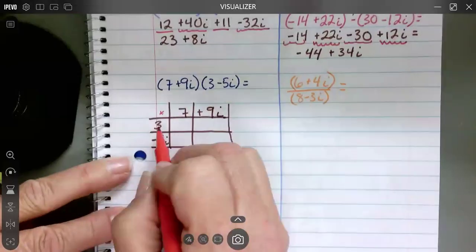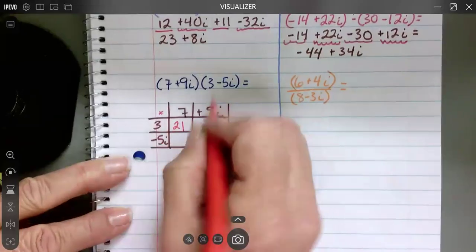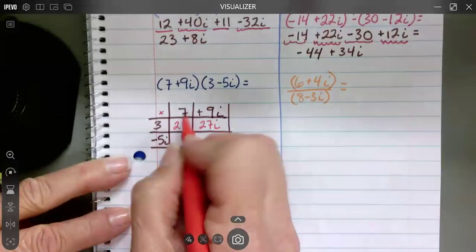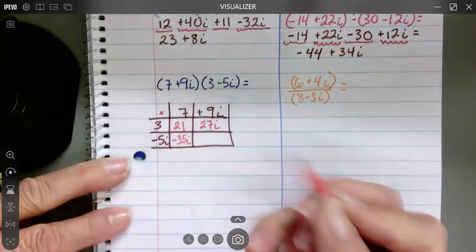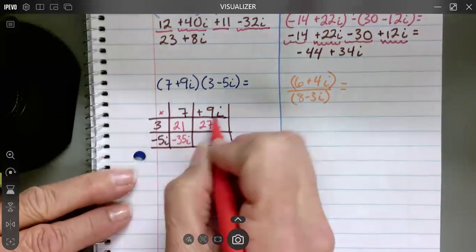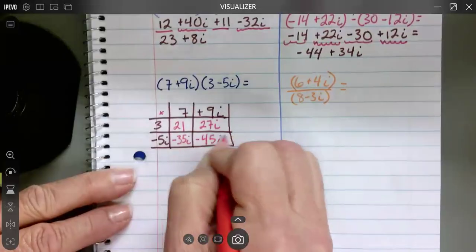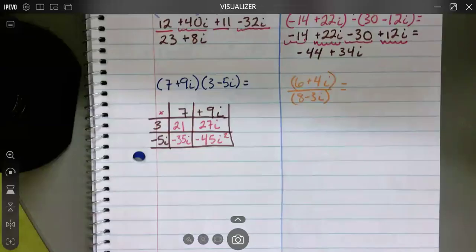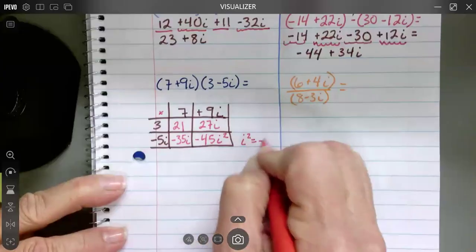So we get 3 times 7 is 21. 3 times 9i is 27i. Negative 5i times 7 is negative 35i. And then negative 5i times 9i is negative 45i squared. And then every time we see an i squared, we should get confetti because yay, we have magic about to happen. Because i squared equals a negative 1.